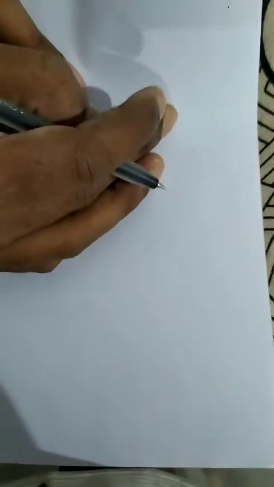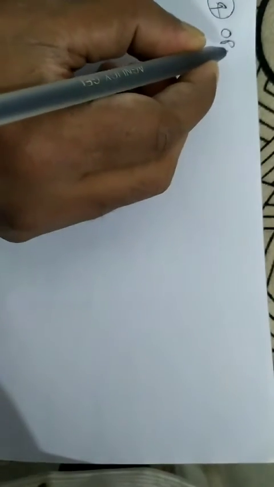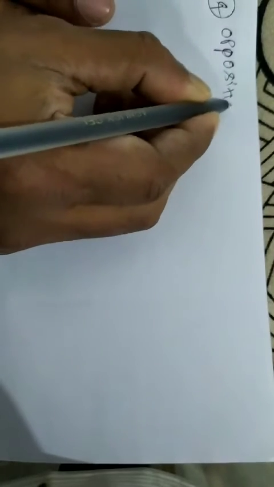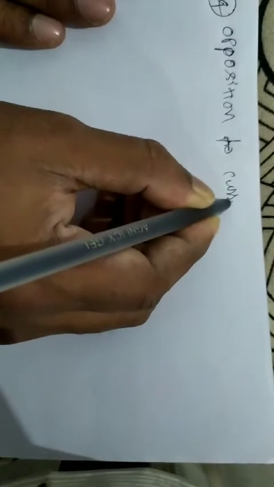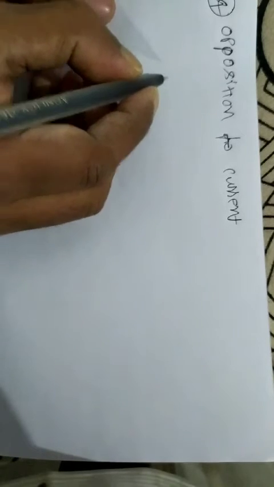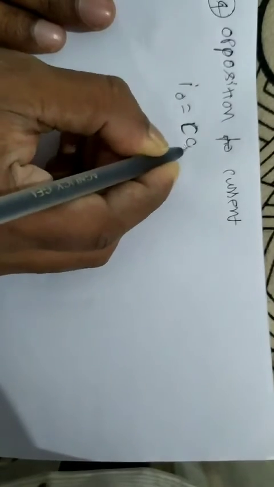We will calculate opposition to current. Let's say this is point number 4. What will be opposition to current? Opposition to current means we want to calculate the resistance. So how we will calculate resistance? See, one thing I have noted, that I naught is equal to C omega E naught. This equation I have derived, I naught is equal to C omega E naught.